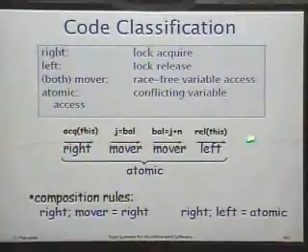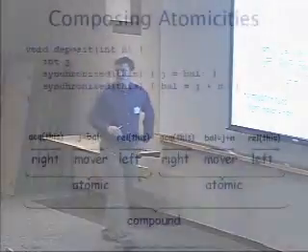So it looks at this code path, it says, oh, I have different kinds of movers, I just put them all together, and I can infer that the whole code path is atomic. And it just does that over all of the code paths, or more properly over all of the things in the abstract syntax tree. Okay?